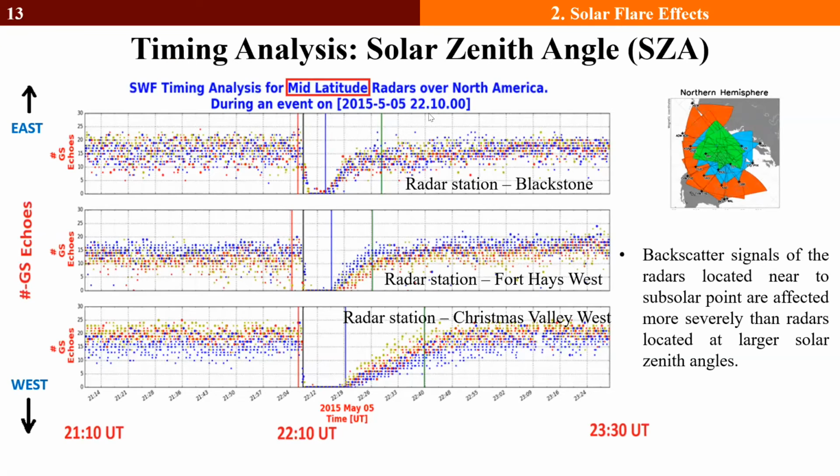Here is the solar zenith angle effect on the timing analysis, and you can clearly see these are the mid-latitude SuperDARN radars. On the top panel is Blackstone from Virginia, then Fort Hays West from Kansas, and then Christmas Valley West from Oregon. And you can see there is a solar zenith angle effect. As you go closer to the sun, the effect is more severe.